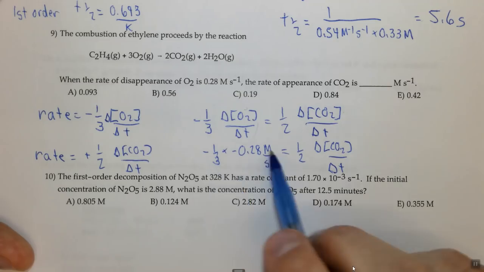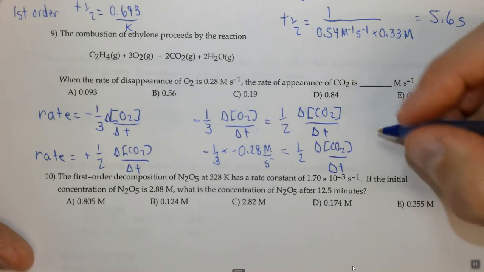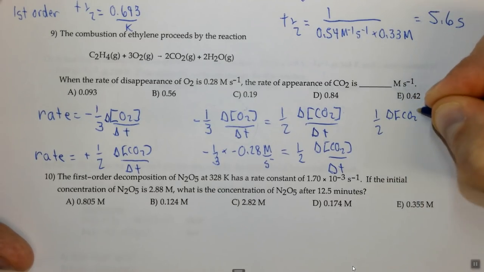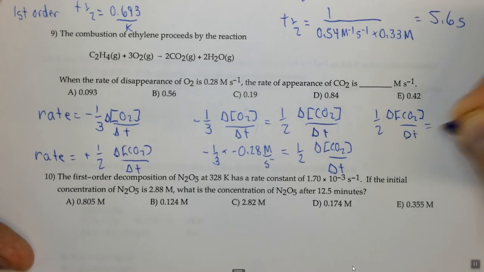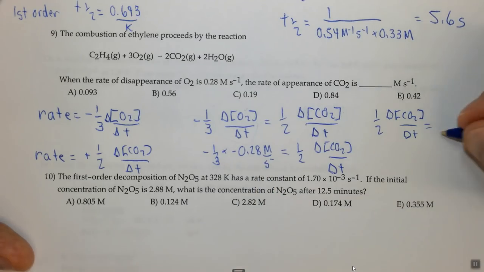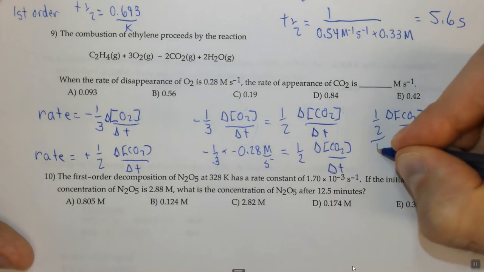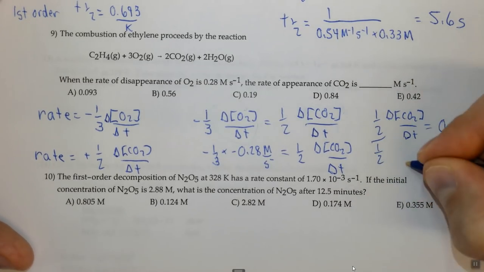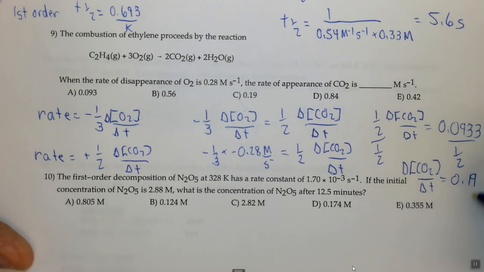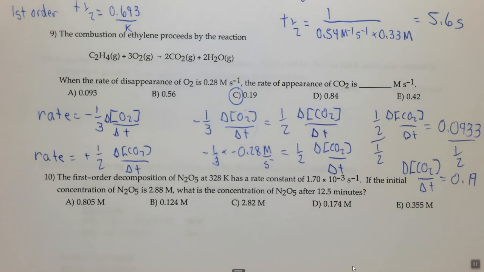When we multiply these two things together, I'm just going to switch sides: 1/2 delta concentration of CO2 over delta T is equal to negative 1/3 times negative 0.28, which is 0.093333, lots of 3's. Now we divide by 1/2, and we get the rate, delta concentration of CO2 over delta T, is equal to 0.19. This is the rate. We don't need to solve for these individually, so the answer is choice letter C.